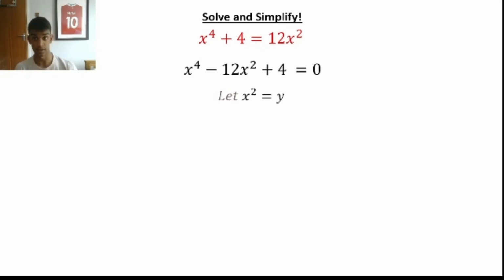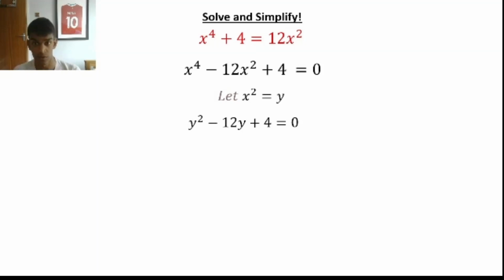We will let everything which has an x squared be equal to y. x to the power 4 has 2 x squareds, so we can consider it as y squared. 12x squared has 1 x squared, so we'll do take away 12y, and 4 has nothing, so we'll just leave it as it is.